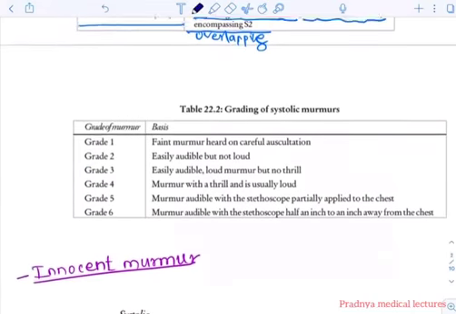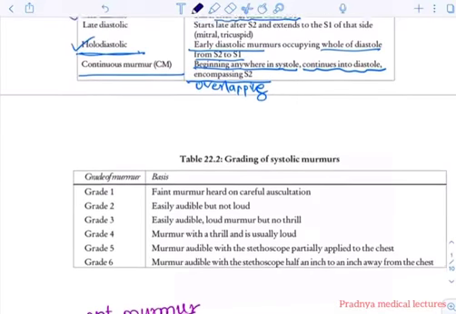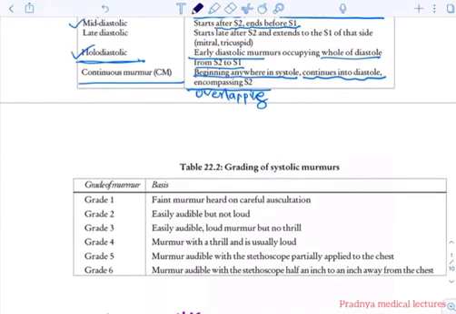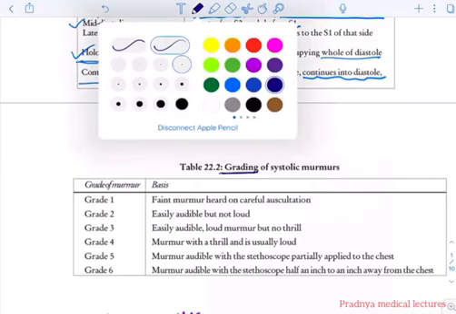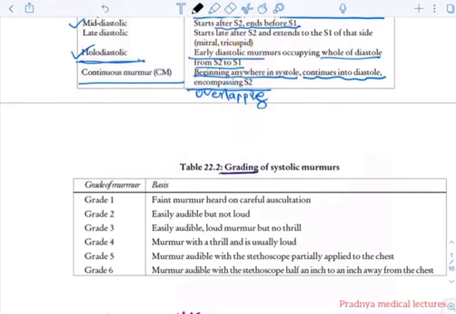So this was the classification of the murmur. Next is the grading of the murmur. Clinically, when we express the murmur, we tell it by the grading. So what is the grading of the murmur? It is grade 1 if a faint murmur is heard only on careful auscultation. So it is called a specialist murmur.